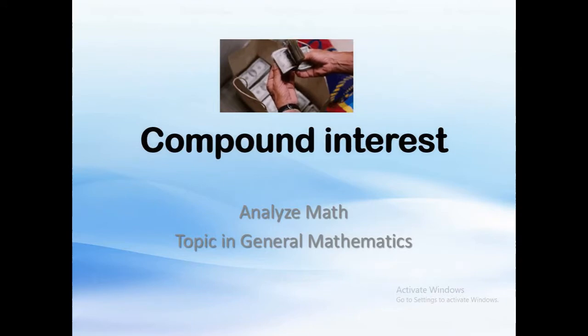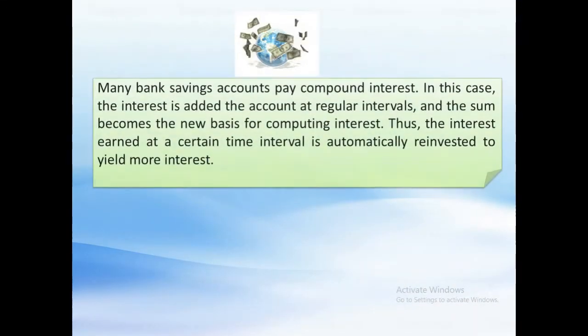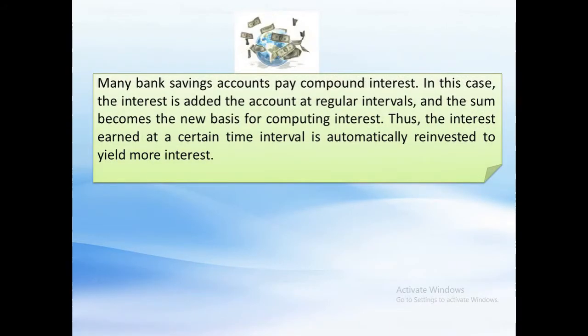Many bank savings accounts pay compound interest. In this case, the interest is added to the account at regular intervals, and the sum becomes the new basis for computing interest. Thus, the interest earned at a certain time interval is automatically reinvested to yield more interest.